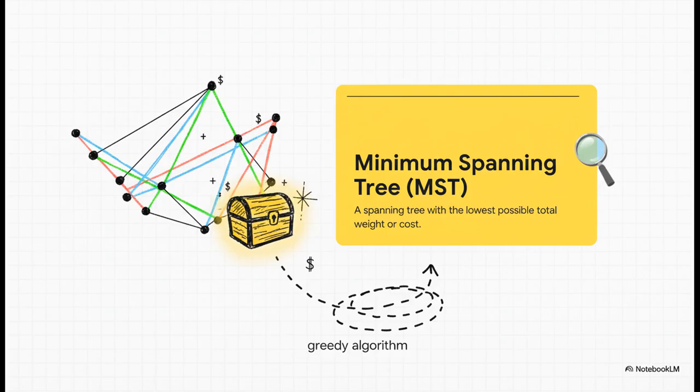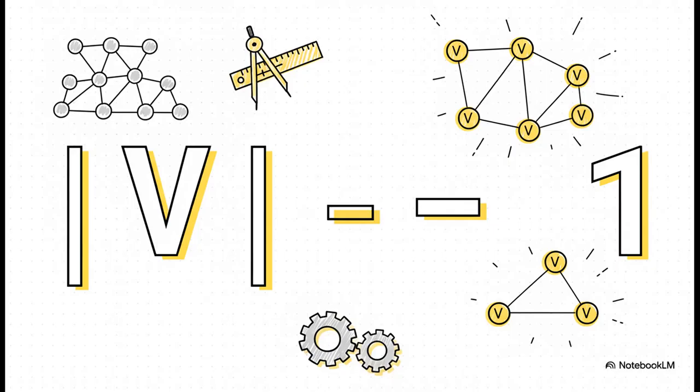Okay, now let's just slap the word minimum on the front. For any given network, there can be many, many different spanning trees. Lots of ways to connect all the dots without cycles. The minimum spanning tree is the special one where if you add up the costs of all the connections you used, that total sum is the absolute rock bottom lowest it can possibly be. That's our holy grail.